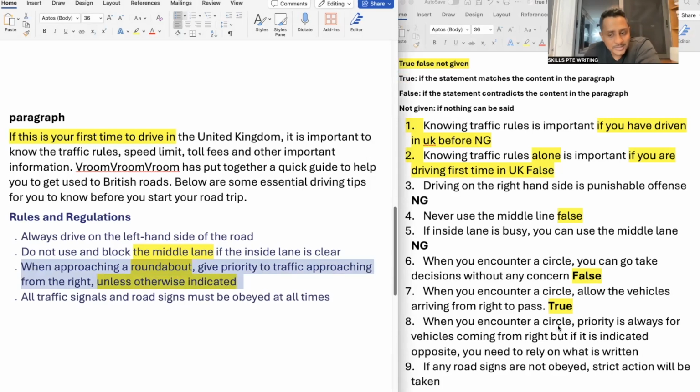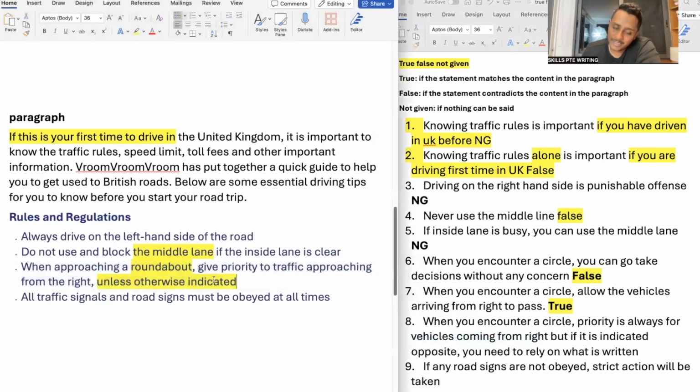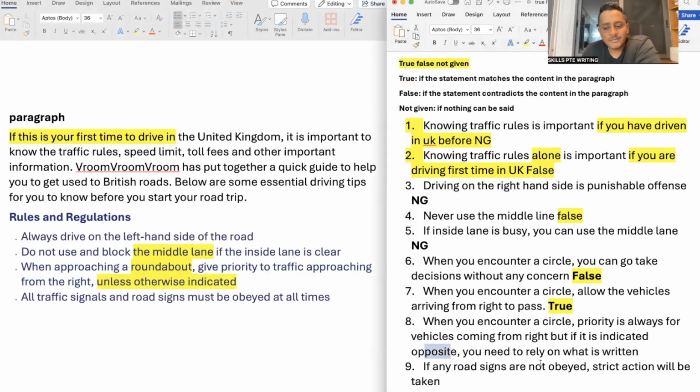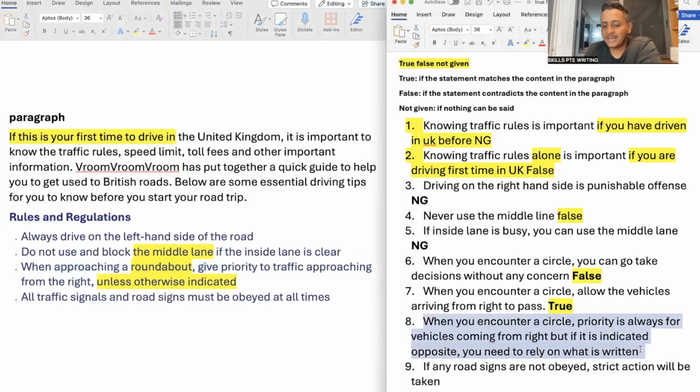When you encounter a circle, priority is always for the vehicles coming from the right. But if it is indicated opposite, otherwise indicated, do what is written. I think it's true, isn't it? Anybody wrote true for the eighth one? Give priority to this only, unless something else is mentioned. Correct. This is true. I've just expanded it a little. Same thing has been written.